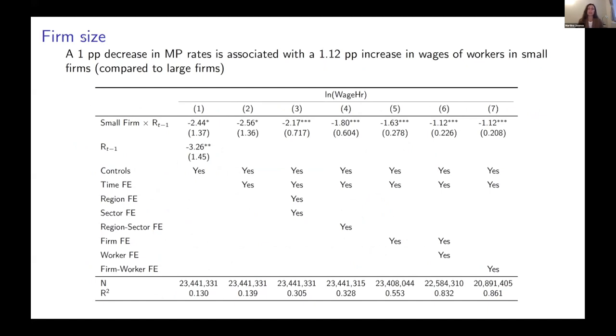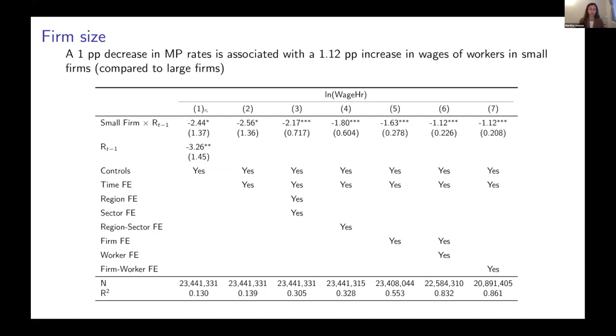So here we're splitting the firms into large and small firms. And let me maybe start by commenting on column one. In column one, first of all, this is the regression without any fixed effects, but it allows us to see the coefficient on the monetary policy rate as such. So as one might predict, what we are seeing is that when the monetary policy rate is lowered, when interest rates go down, the wages increase.